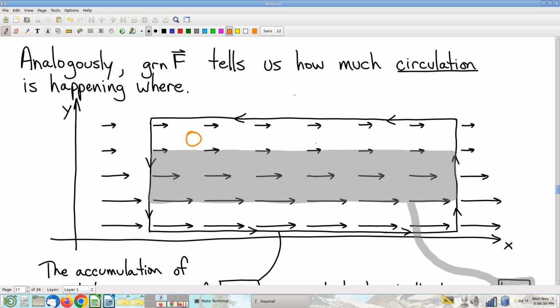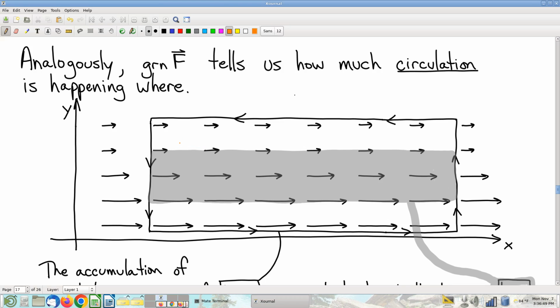But is it going to have any rotating? Is it going to be spinning at all? I pose no. It's being pushed the same on the one side as it is on the other side. This leaf is just going to float on down the river and keep its orientation as it is.